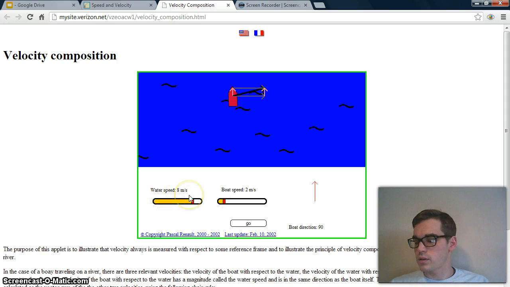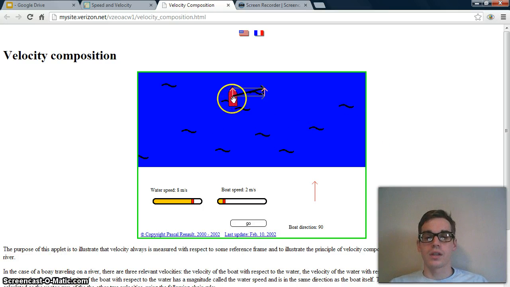So the three different components that we have here are the boat to the shore, as shown by this vector. The boat to the water, as shown by the water speed, just traveling down. And the water to the shore. I think I got that wrong. The boat to the water is going to be the boat speed traveling in a straight line out this way. And the water to the shore is going to be traveling in this direction from left to right.